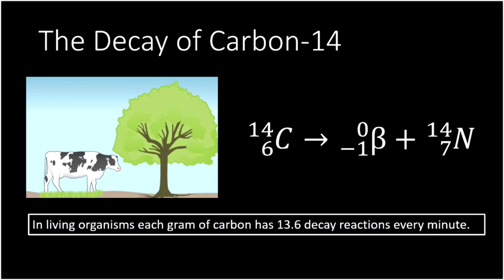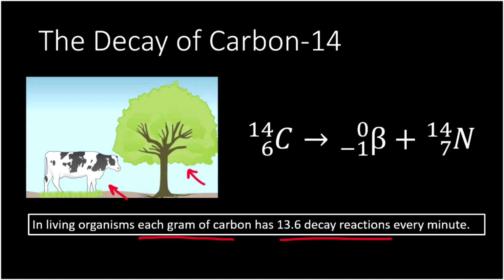Okay, well, how often do these decay reactions occur? Well, in living organisms, which have a fixed amount of carbon-14 per carbon-12, each gram of carbon will undergo 13.6 decay reactions every minute. And so if we take what's called a Geiger counter and we pass it over by this cow here, or we pass it over by the tree, the Geiger counters click every single time they hear a decay. And what it's measuring is those beta particles coming out of that material.